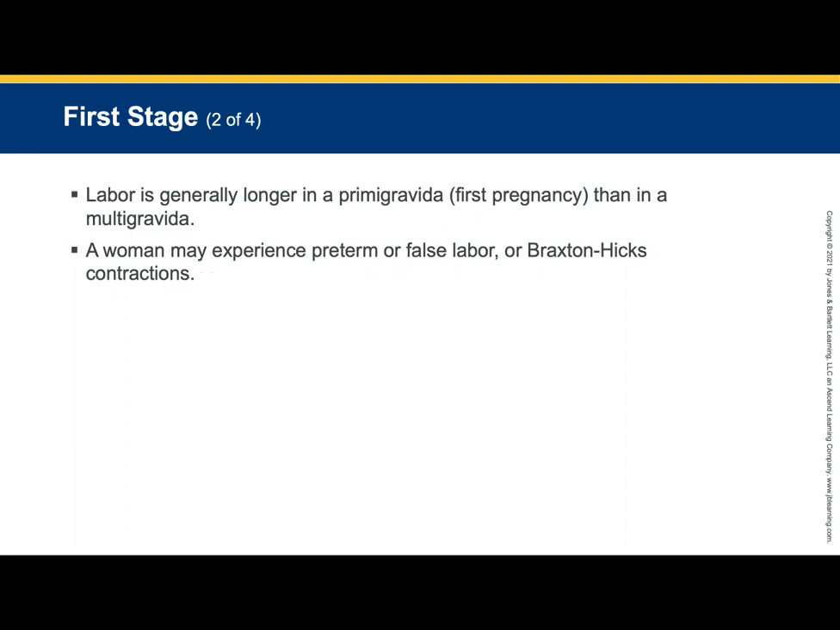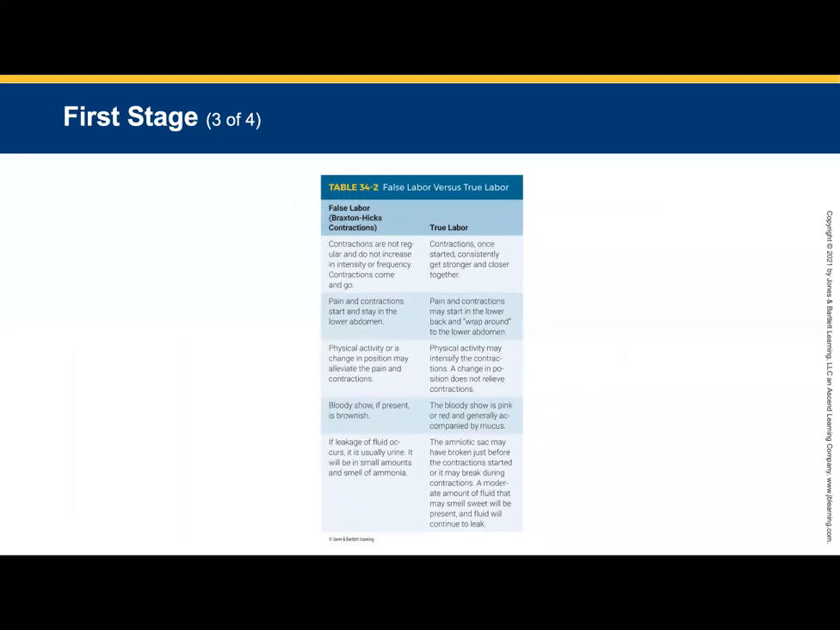A woman may experience premature or false labor, also called Braxton Hicks contractions. Here is a table on distinguishing between true labor and false labor of Braxton Hicks. I'll let you read that for a second.